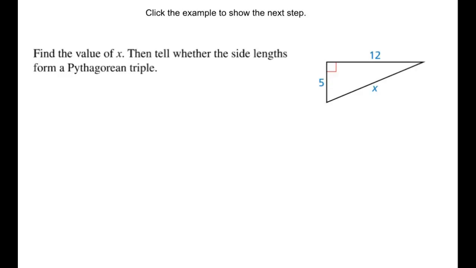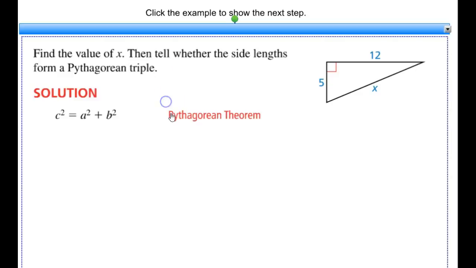Now let's look at our first example. Find the value of x, and then tell whether the side lengths form a Pythagorean triple. First I see I have a right triangle, so I know that I can use the Pythagorean theorem. I take one of my side lengths, 5 squared, my leg, plus the other leg squared equals the hypotenuse squared. From here I can do the math. I write my Pythagorean theorem and substitute what I know. The order of the two legs doesn't actually matter, as long as both legs go on one side and the hypotenuse goes on the other side.